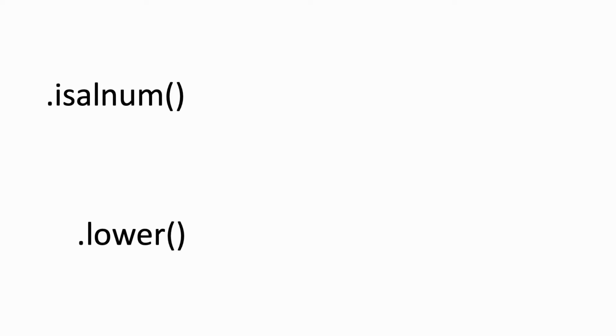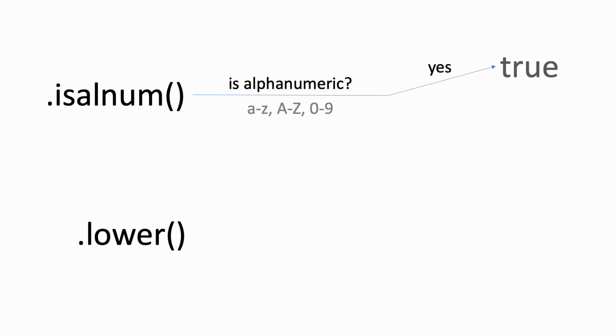But how are we going to handle non-alphanumeric characters and uppercase letters? To solve that problem, we're going to be using two Python string methods, the isalnum method and the lower method. The isalnum method checks if a string is alphanumeric. In other words, it checks if the string only consists of lowercase a through z, uppercase A through Z, and the digits 0 through 9. If this is true and the string is alphanumeric, then the method will return true. If not, then it'll return false.